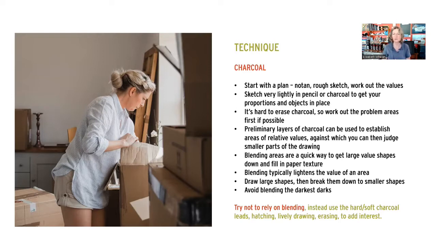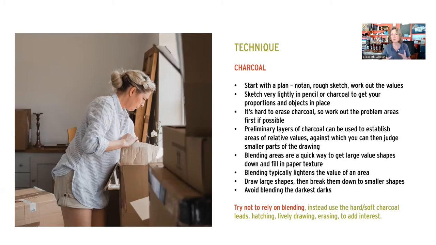So with charcoal, this is the way I tend to go. I start with a plan. It could be a notan, it could be a sketch. I just want to work out the values. I want to have some idea where I'm going. In part, it's because charcoal is very difficult to erase. If you have too much of it down and you've been sketching away, like you might with a pencil, you might find it very difficult to lift it off again.